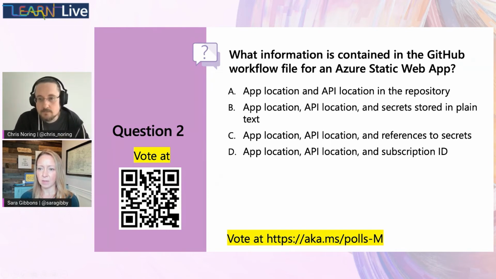As for C, could possibly be correct, right? Because we have the app location as part of the workflow file, we have the API location, and we have a reference to secrets. I would say that's correct. I'm pretty sure D is incorrect too, because I don't remember in the workflow file that you do any kind of reference to subscription ID. So yeah, I'm inclined to say C. What do you say? Yes, I'm thinking the same thing. I think that's our winner.